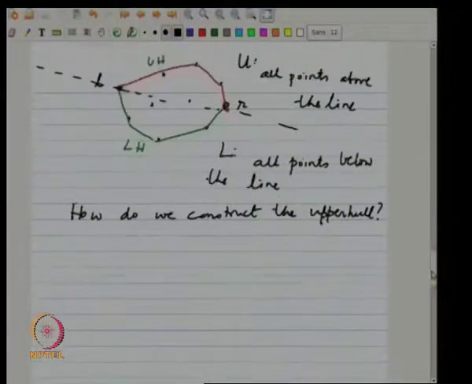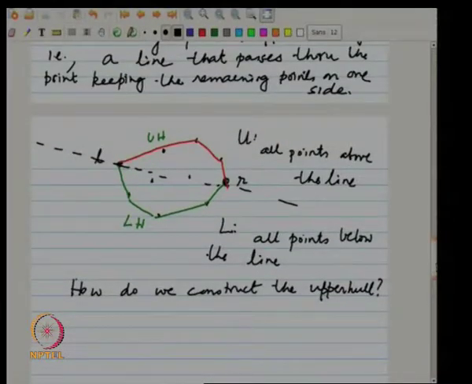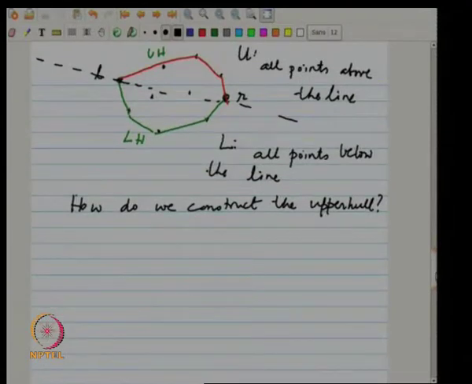So, let me recap. We decided that we are going to construct the upper hull and the lower hull separately, namely you consider the line joining the leftmost and the rightmost point, and the part of the hull above is called the upper hull, the part of the hull below is called the lower hull, right.